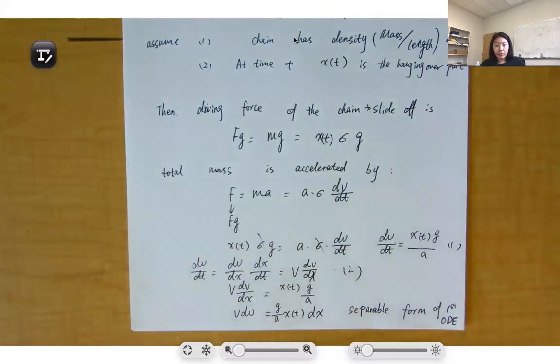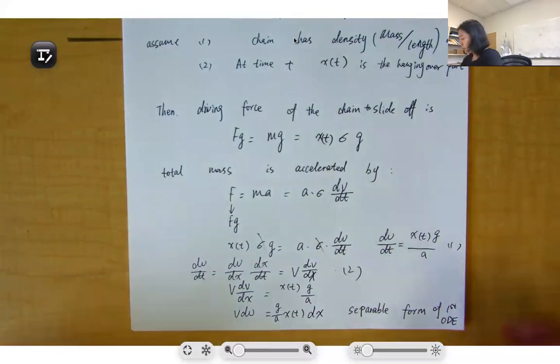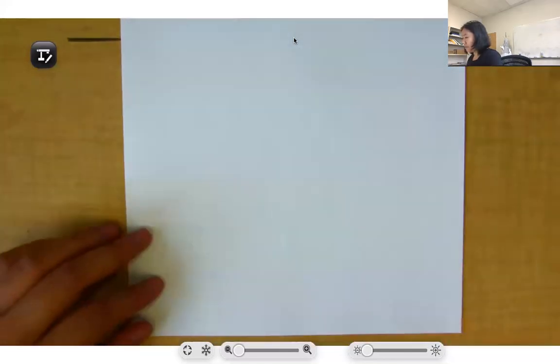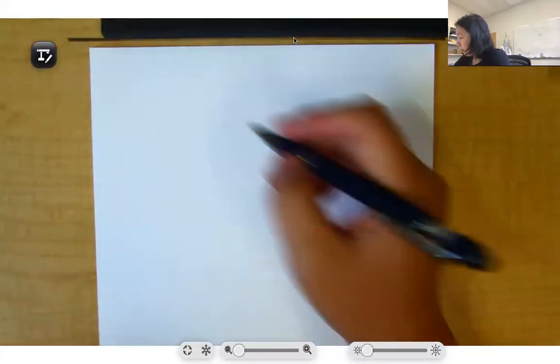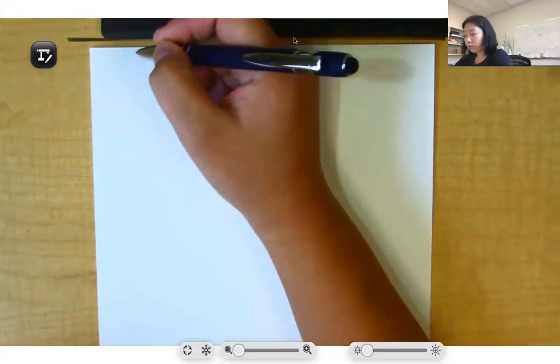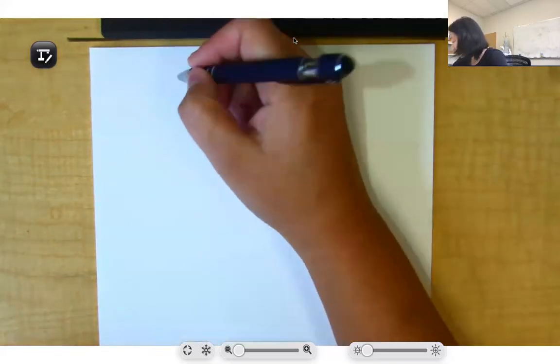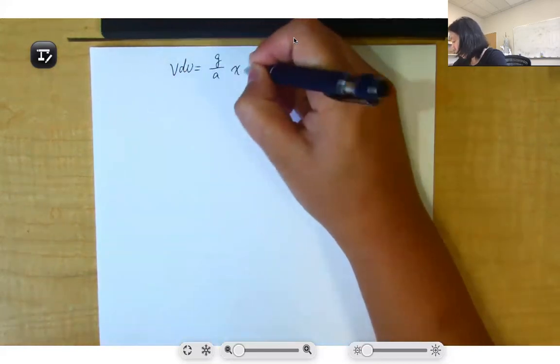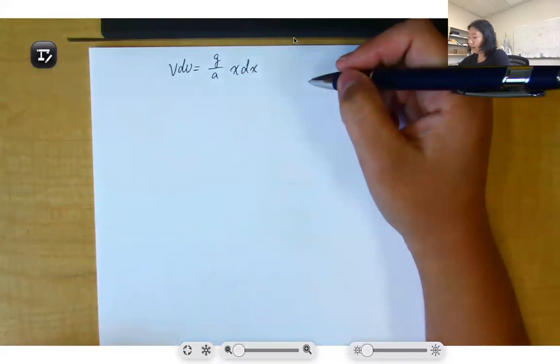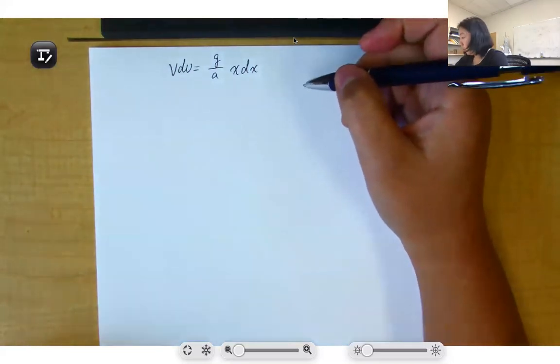Then the question comes, can we solve it analytically for this separable form of the first order ODEs? Yes, we can. So let's do that. Okay. So how do we solve it? We have now the physical model changed to the ordinary differential equation, which is v dv equals g over A x dx. And this is a separable form of the ODEs.